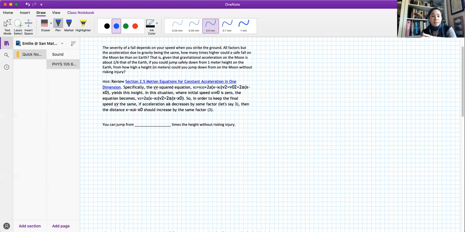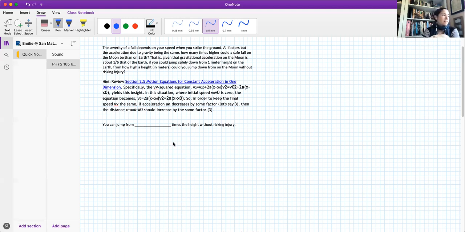All right, so again, we're comparing the two situations. Two falls, one on the moon, one on the Earth, and we want to make sure that we're safe. We're told that essentially 1 meter height would be safe on the Earth. What would be the corresponding height on the moon, given that the acceleration due to gravity on the moon is going to be 1/6 that of on the Earth? In other words, the acceleration due to gravity at the surface of the moon is going to be g divided by 6.